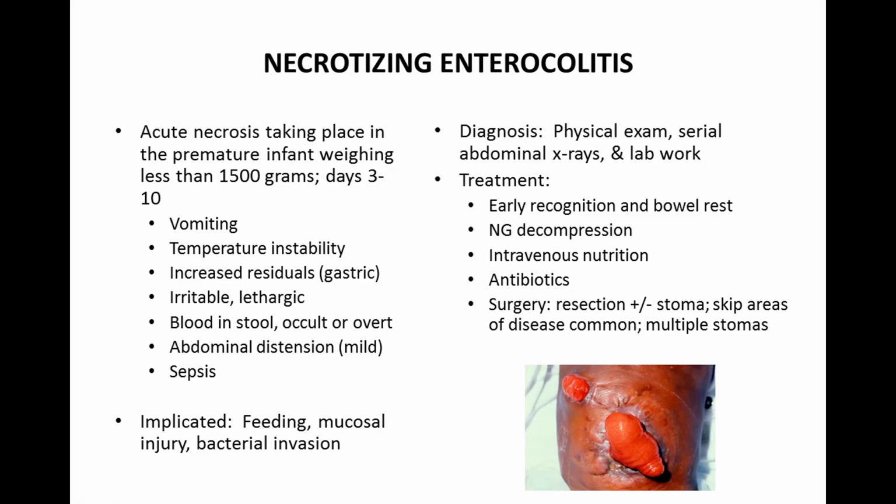Normal weight for a newborn is about 3,400 grams, or 3/4 of a kilogram. Necrotizing enterocolitis, or NEC, affects premature babies. Symptoms suggestive of NEC are seen on this slide and become evident between day 3 to 10 of life. These babies may vomit, have temperature instability, increased gastric residuals with mild abdominal distension, blood in the stool, and irritability and lethargy. When NEC is suspected, the physical exam, lab work, and serial abdominal X-rays provide support for this diagnosis.